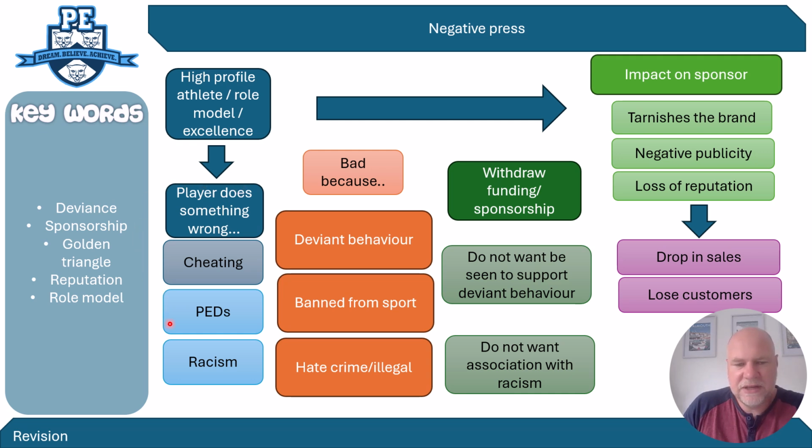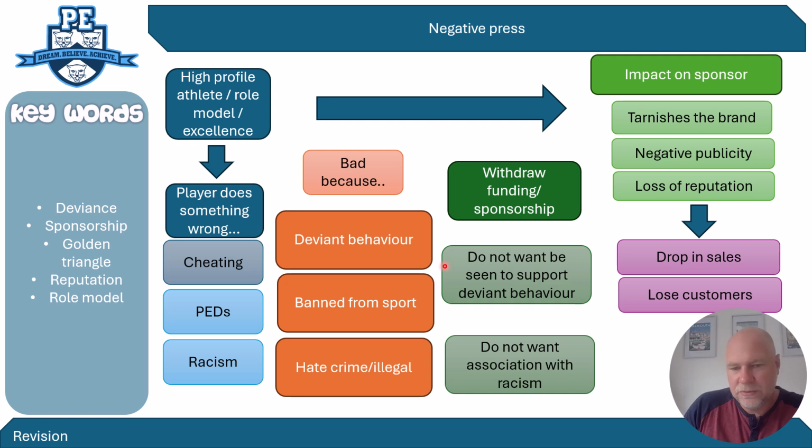Now the exam question might set it up by giving you a scenario where someone's taken performance enhancing drugs, or they've been racist or something like that. So generally the exam question will tee it up and say, well, why might they withdraw this funding? And you say, well, if the player's done something wrong, you're referring to one of these. If it's something like performance enhancing drugs or cheating, it's bad because it's deviant behavior, or it's bad because that person then becomes banned from the sport. If it's something like racism, it's bad because it's illegal, it's a hate crime. So you need to read the question carefully and think, why is their behavior bad? Then, why the business would withdraw their sponsorship.